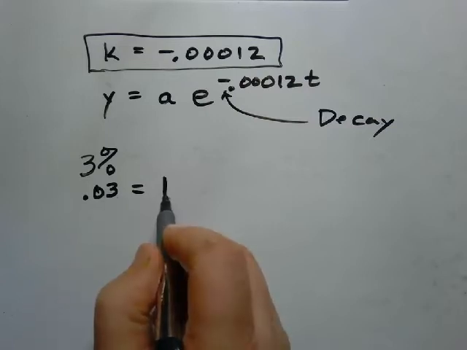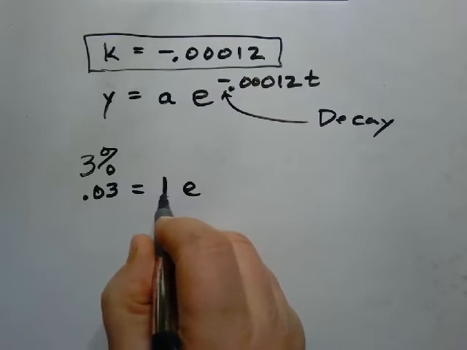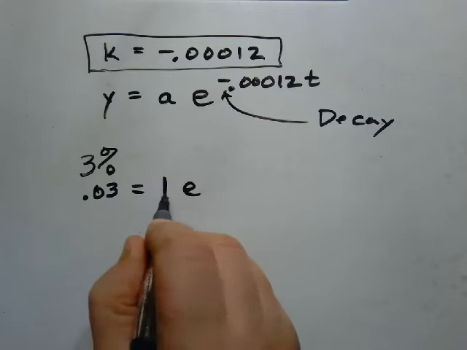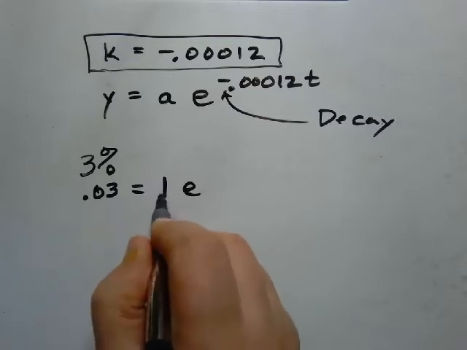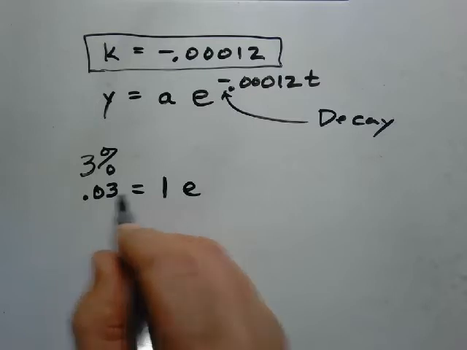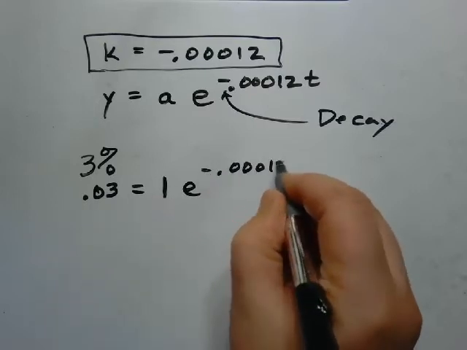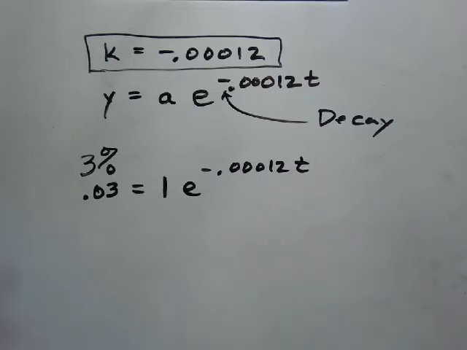3% of the initial amount gives us the half-life. So if the initial amount's 1, it's 0.03. But this is what you're going to have to figure out, what these numbers are. I would just call this one 1 and then put that amount that's remaining over here. So now we're left to use logarithms to calculate what t is.